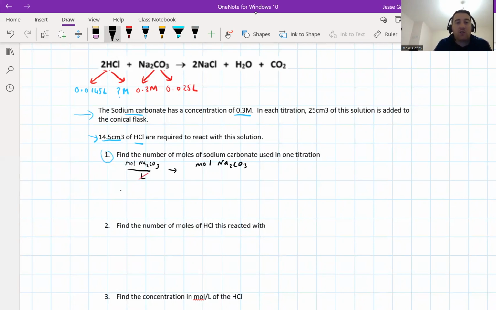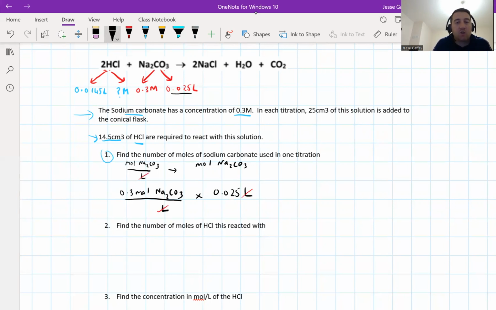Okay, so the information I have is that I have a 0.3 moles of Na2CO3 per liter solution. And I want to cancel that liter. So I need to multiply by a number of liters to make that cancel. Because it's in the denominator, I need something in the numerator to cancel it. So what liters do I have? The information I have is that I used 0.025 liters.